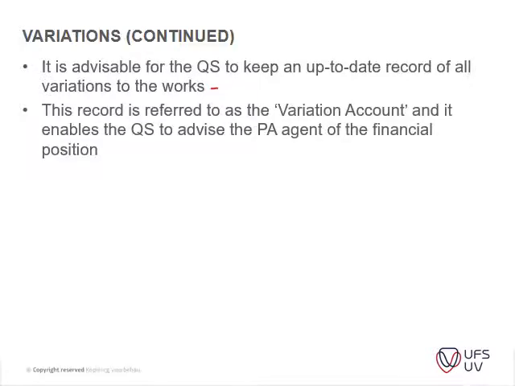This record is referred to as a variation account, and it enables the QS to advise the principal agent on the financial position. It's basically using the bill of quantities, measuring all additions and omissions timeously to get to an amount to say whether this change will incur too much additional cost on the project.